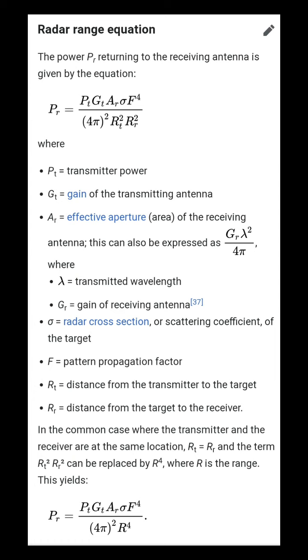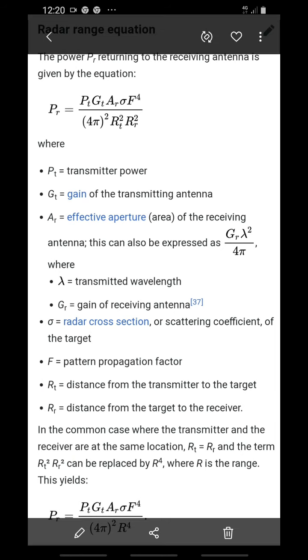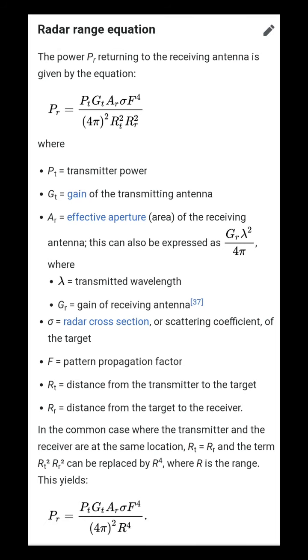Radar range equation. The radar range equation is used for determining the maximum range at which any target can be detected. It helps in understanding the factors affecting radar performance and in the design of a radar system.